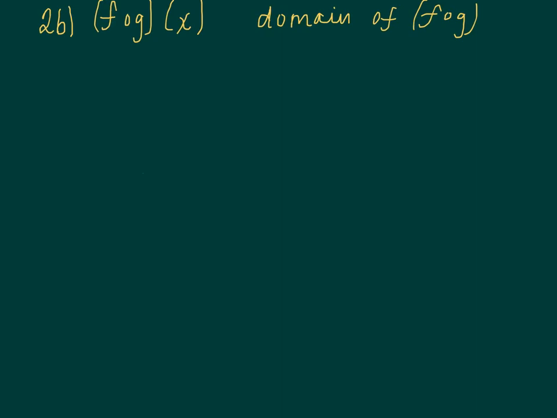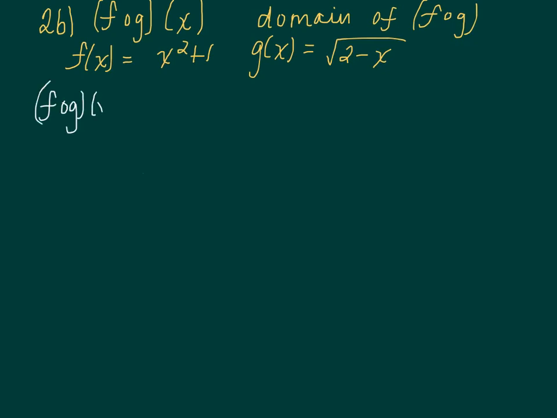Okay, our last example, example 2b, we're doing the same thing. We're going to find f composed g, and then we're going to find the domain. This time, I want f of x to be x squared plus 1, and I want g of x to be the square root of 2 minus x. So the first thing we're going to do is find f compose g, which is the same thing as f of g of x.